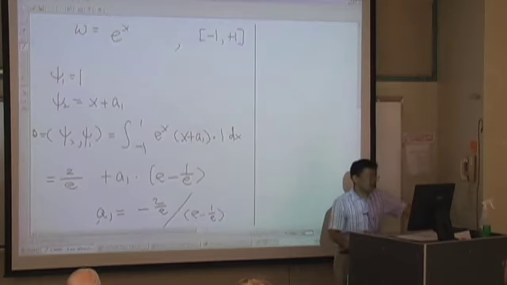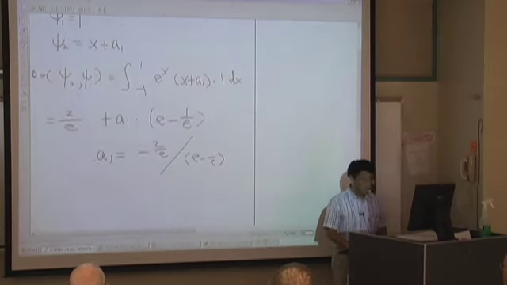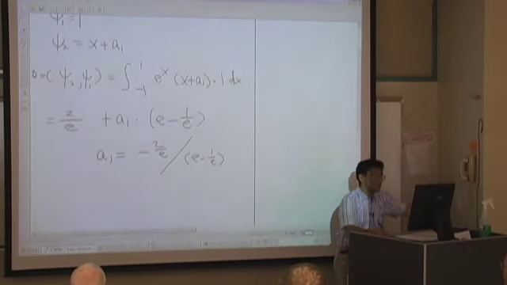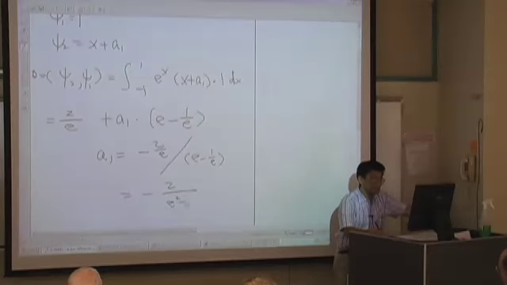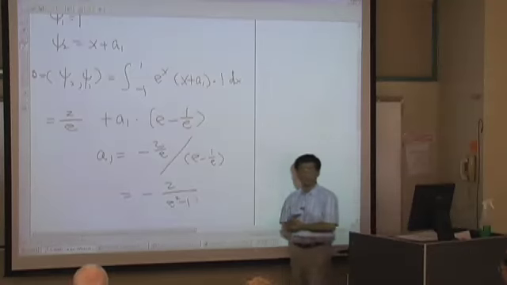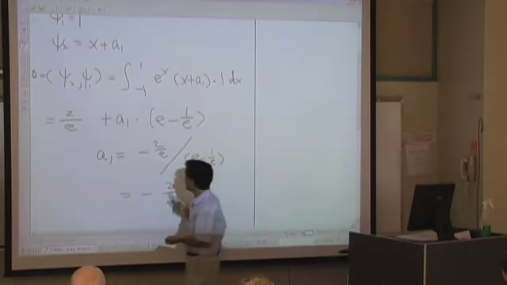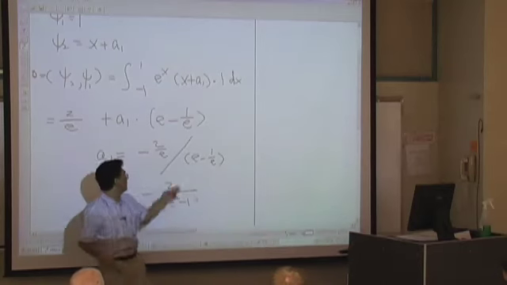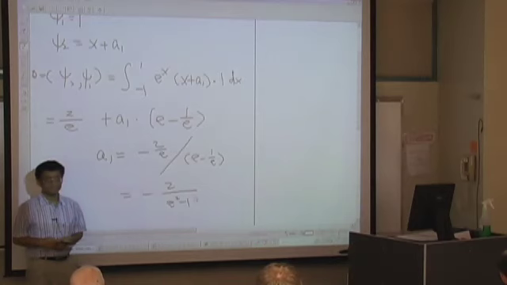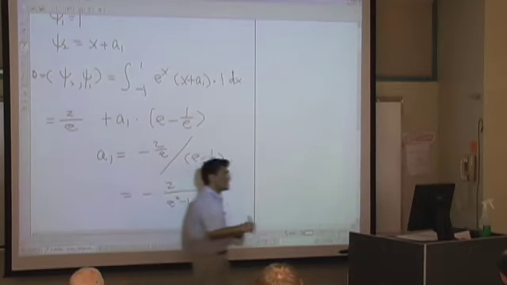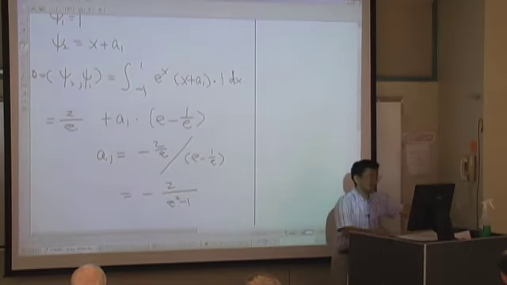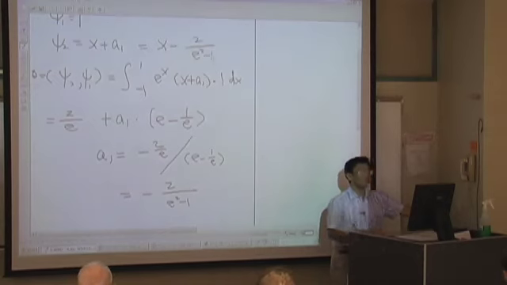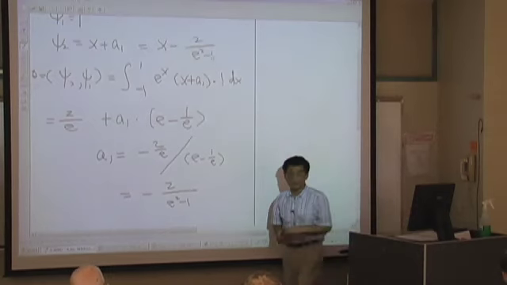So this is the result. I don't want to have e everywhere, or over e everywhere, so I will multiply by e, then it is -2 over e squared minus 1, right? So this is a better expression than the previous one because I don't want to have over e everywhere. So with this, I can write the function. The function is x minus 2 over e squared minus 1. So psi 2 is found.